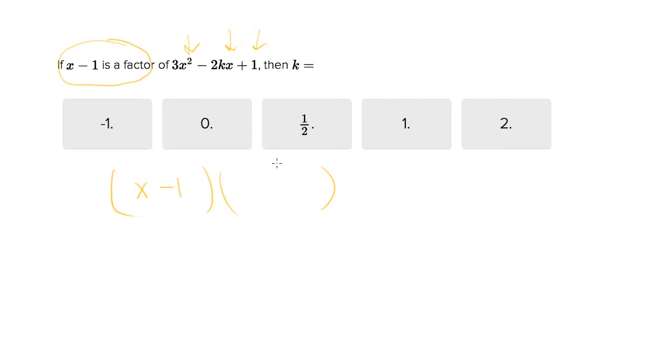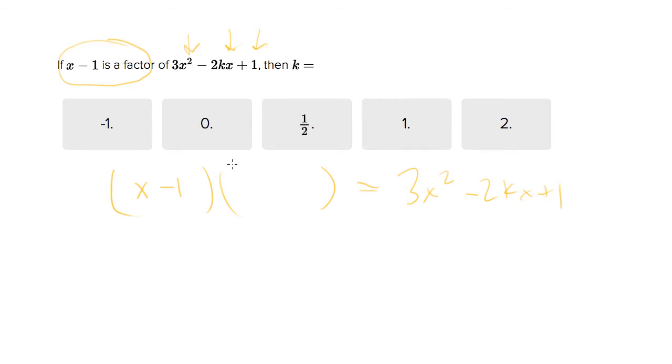You divide something out and there's something left over, right? So they're saying if we pull that x minus 1 out, there's something left over. And that thing can't really be a fraction, so we need to have some binomial inside here. When we multiply these two things together, we have to get the thing that they gave us, which is 3x squared minus 2kx plus 1. So those must be equal.